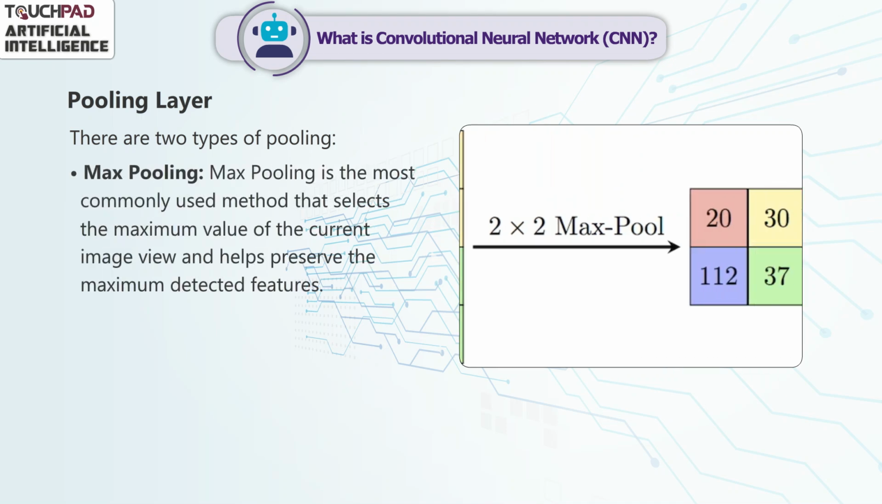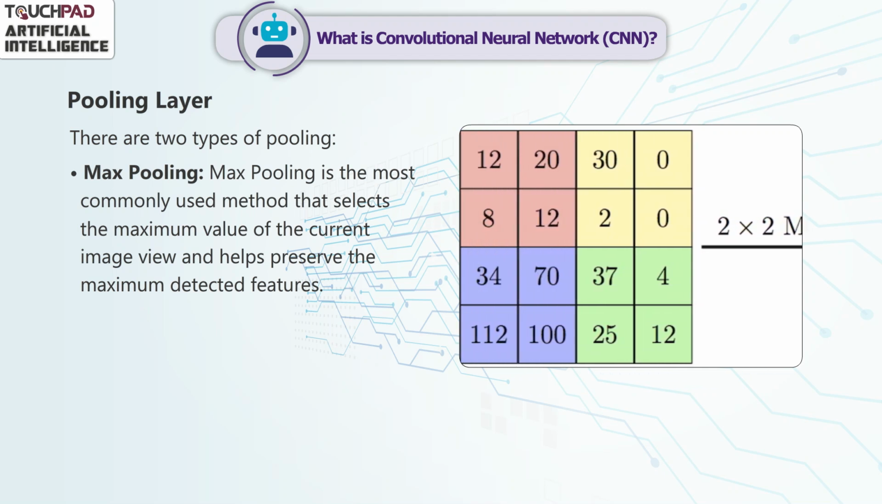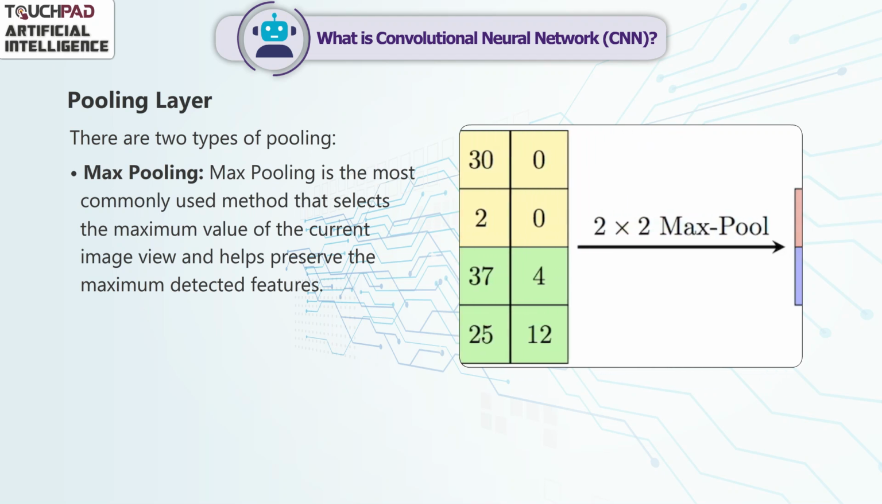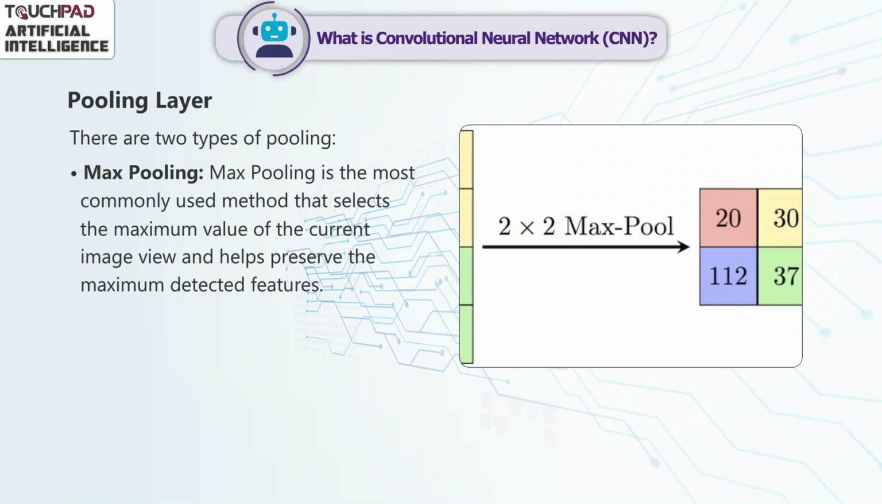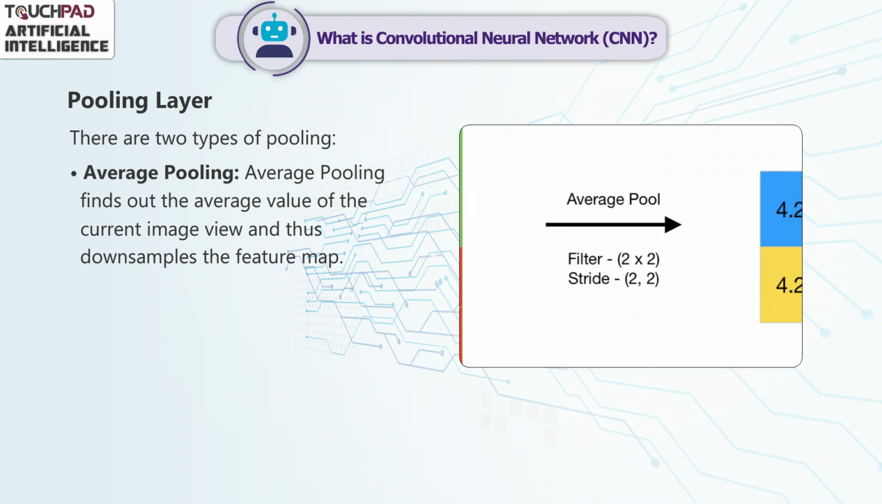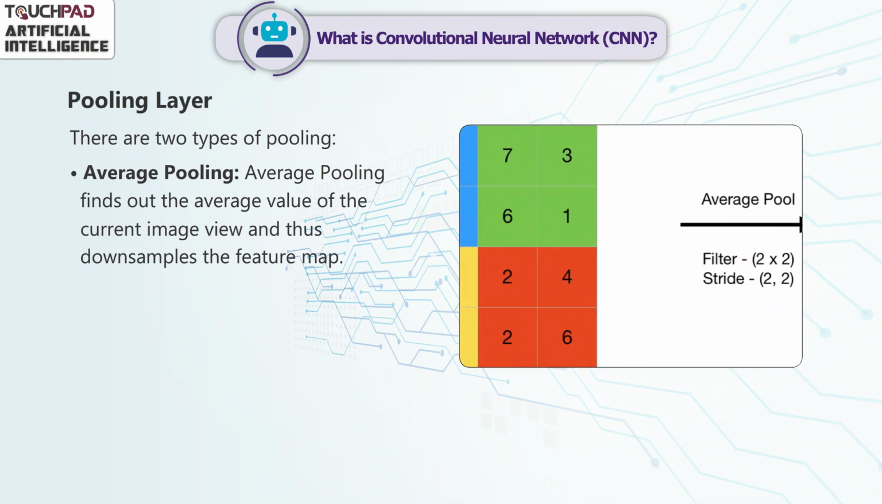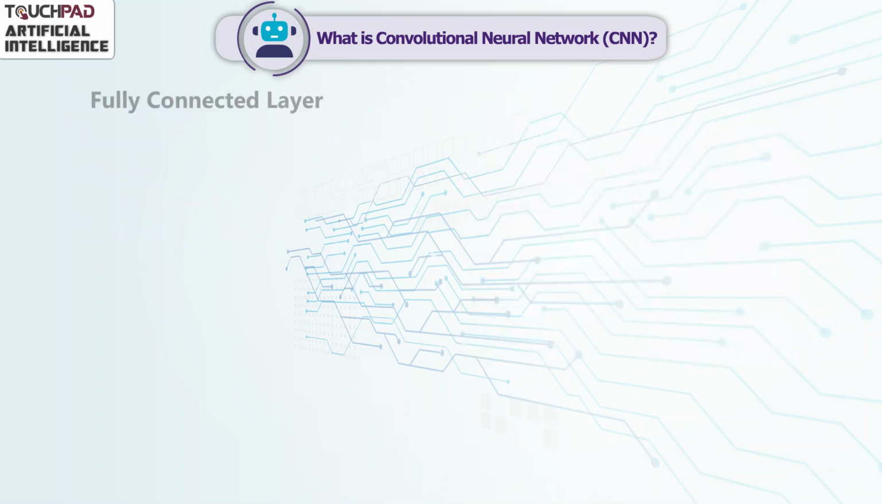Max pooling. Max pooling is the most commonly used method; it selects the maximum value of the current image view and helps preserve the maximum detected features. Average pooling. Average pooling finds the average value of the current image view and thus downsamples the feature map.